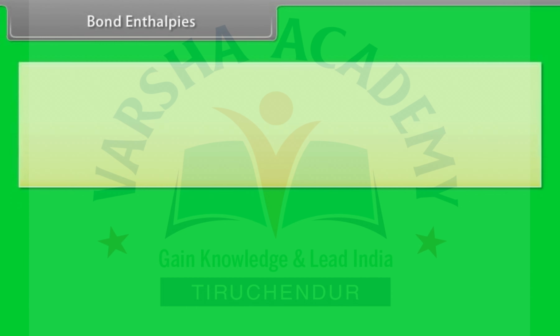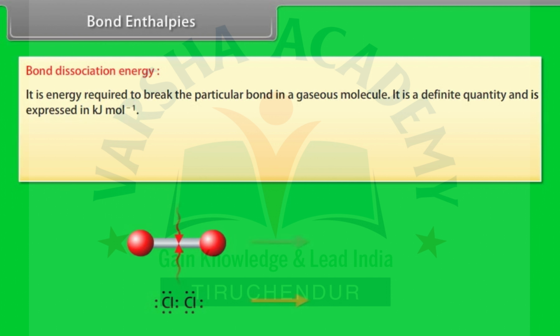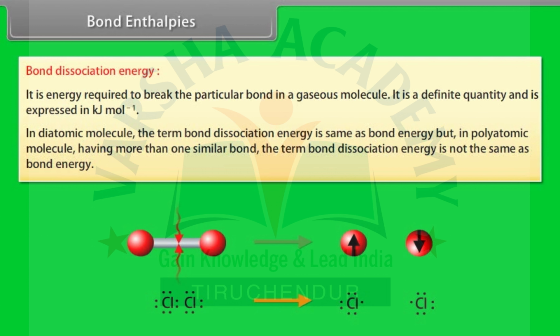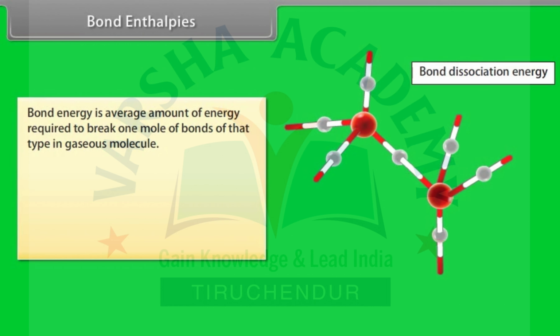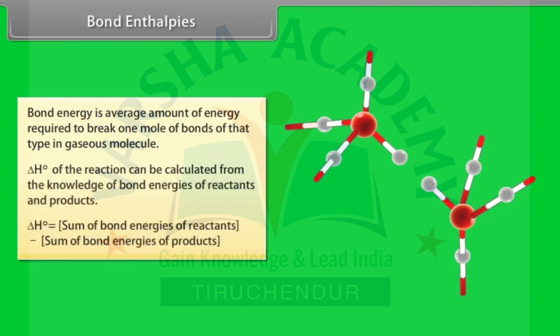Bond enthalpies. Bond dissociation energy is defined as the energy required to break the particular bond in a gaseous molecule. It is a definite quantity and is expressed in kilojoule per mole. In a diatomic molecule, the term bond dissociation energy is the same as bond energy, but in a polyatomic molecule, having more than one similar bond, the term bond dissociation energy is not the same as bond energy. Bond energy is the average amount of energy required to break 1 mole of bonds of that type in a gaseous molecule. Delta H naught of the reaction can be calculated from the knowledge of bond energies of reactants and products.